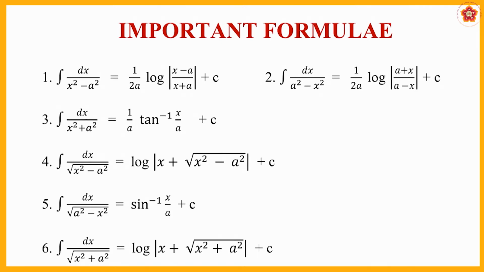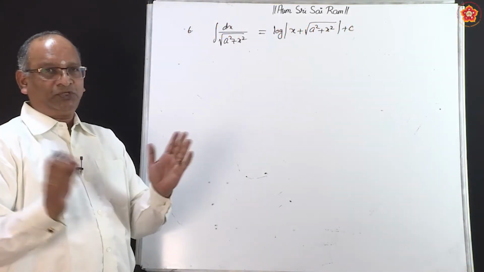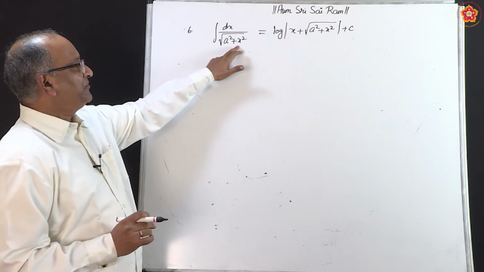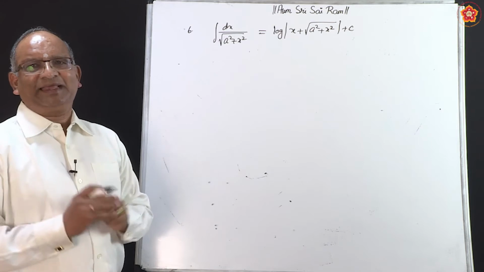Let us take up the last one, sixth one. Sixth formula is integral of dx upon under root of a square plus x square is equal to log modulus of x plus under root of a square plus x square plus c. This is the formula which we want to derive. Think what we can substitute for x so that it can be simplified. So, suppose if you substitute x equal to, let us say, a sin theta.